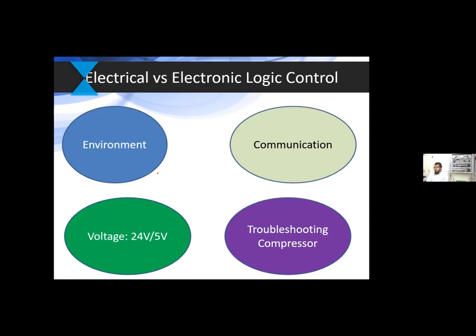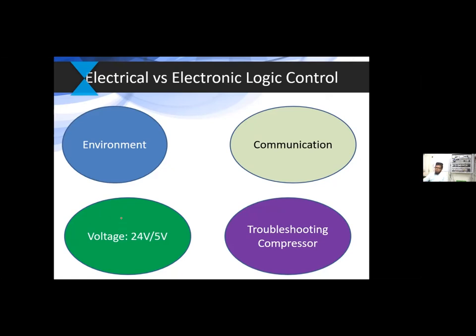Second is communication. Communication is the most important part of industry. PLC and industrial automation items support all the common communication protocols, like Wi-Fi and fiber. But an Arduino microcontroller only supports a few, like USB and other things.